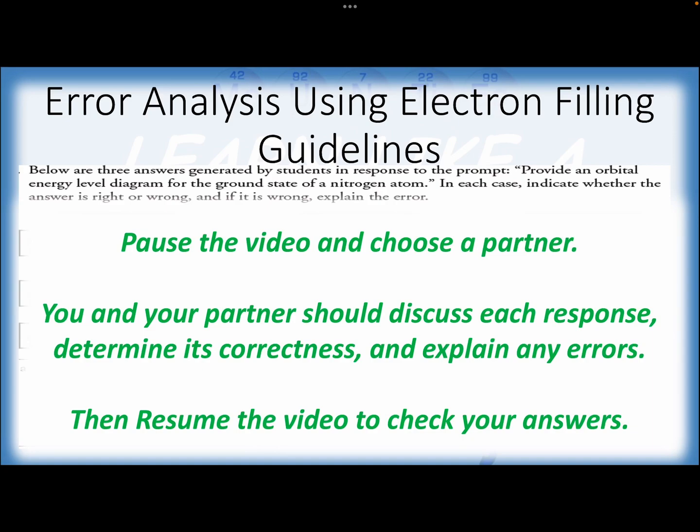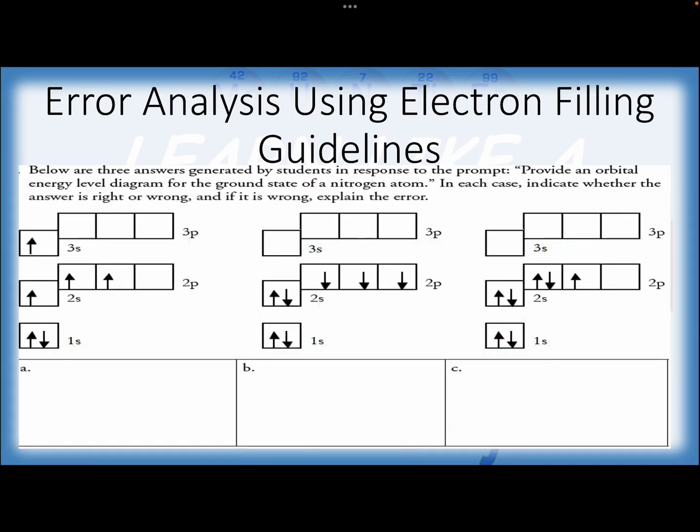Your task is, you and a partner, you're going to pause the video, pick a partner, and look at those 3 proposed answers. First of all, determine, are they correct as drawn or not? And if not, then explain why they're incorrect. Once you and your partner have done this, you can resume the video and check your answers. All right, so looking at the first one, hopefully you and your partner determined that this one is incorrect, and it's actually incorrect for 2 reasons.